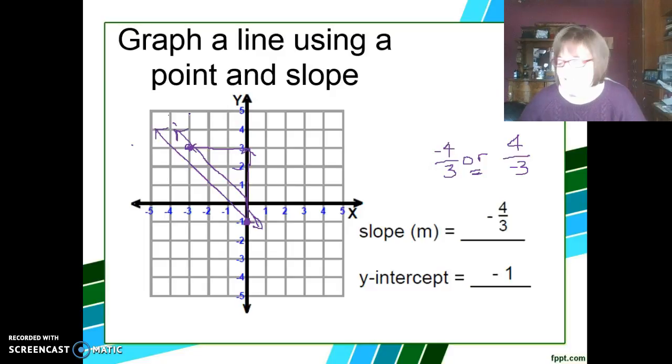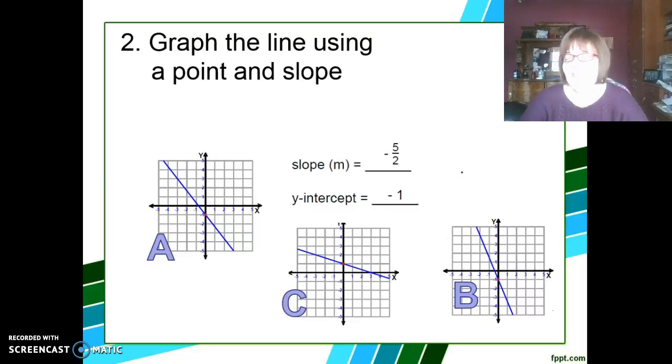But the important takeaway here is when you see a negative slope, I lost my pointer. There we go. When we see a negative slope like this one, it is either the top number or the bottom number that's negative, not both of them. All right, let's see if you caught any of that.